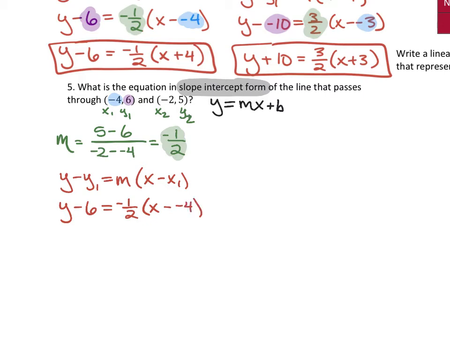Okay, I make sure I simplify that down so that it is in the final point slope form. Okay, there's my final point slope form. But this equation is asking for slope-intercept form. 2 extra steps to get it there. The first extra step is to distribute.